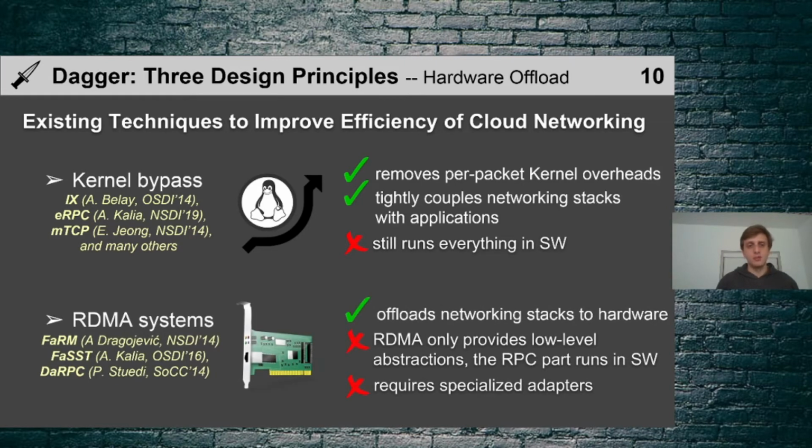Another set of proposals offloads network processing to specialized hardware adapters by leveraging remote direct memory access systems. This allows to improve the efficiency and performance of cloud networking stacks. However, RDMA only provides low-level abstractions, and the RPC parts should still be implemented on top of it and run in software. Also, RDMA systems require specialized adapters.